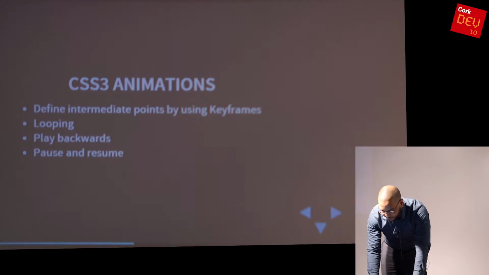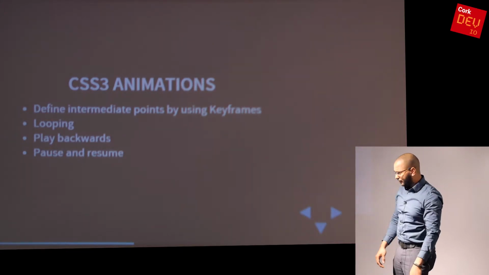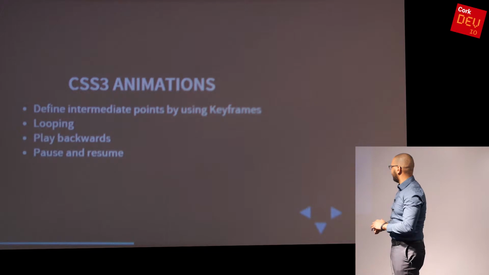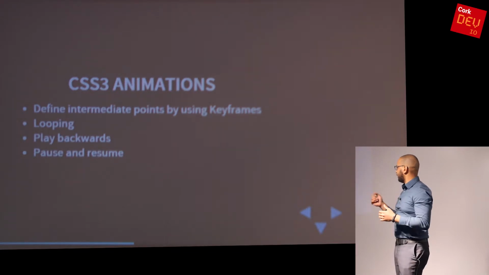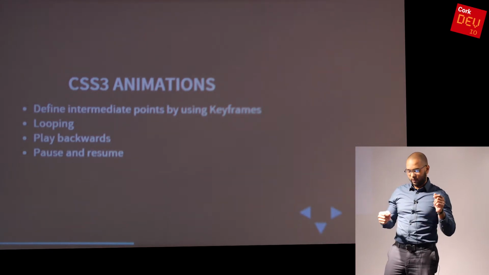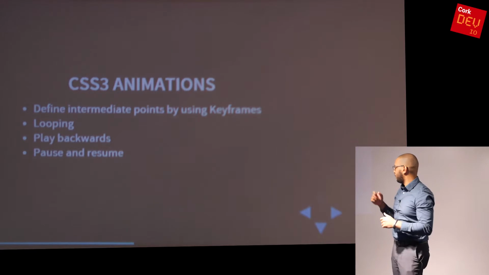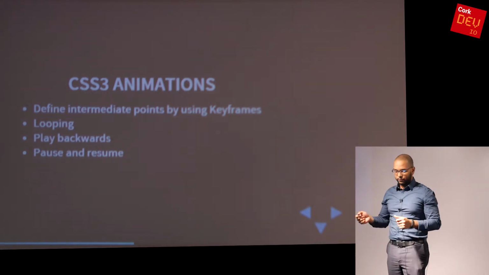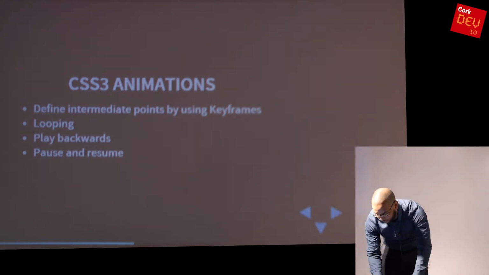So the next type is CSS animations. It's kind of more complex than transitions. Basically on this one you define intermediate points using keyframes, so you don't have just one starting point and end point. You can define points in between. You can do stuff like looping, play backwards, pause, and resume. That stuff you can do with these ones.